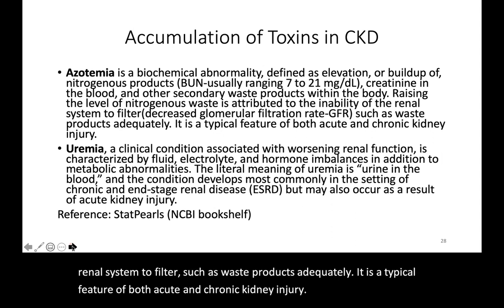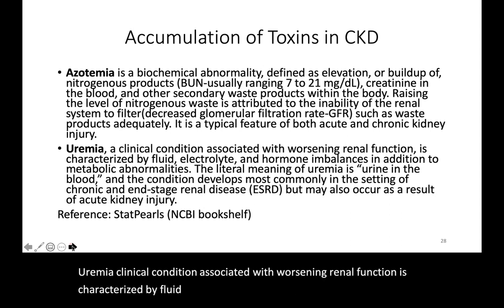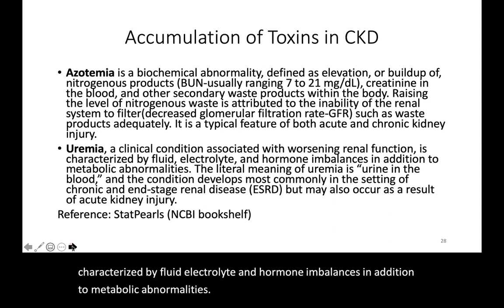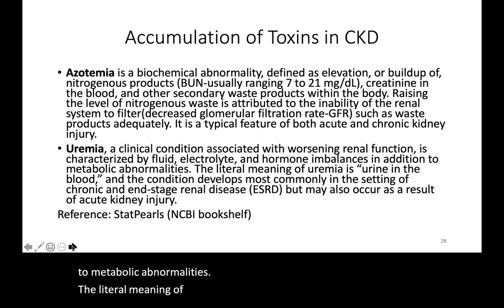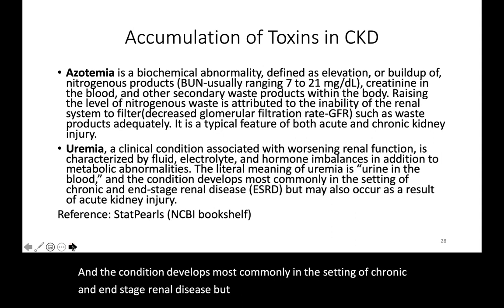Uremia, a clinical condition associated with worsening renal function, is characterized by fluid, electrolyte, and hormone imbalances, in addition to metabolic abnormalities. The literal meaning of uremia is urine in the blood, and the condition develops most commonly in the setting of chronic and end-stage renal disease, but may also occur as a result of acute kidney injury.